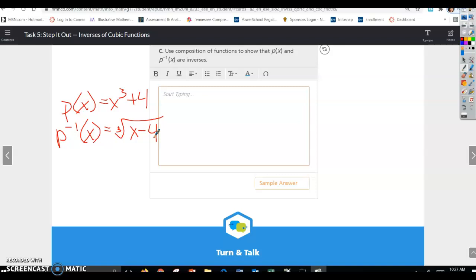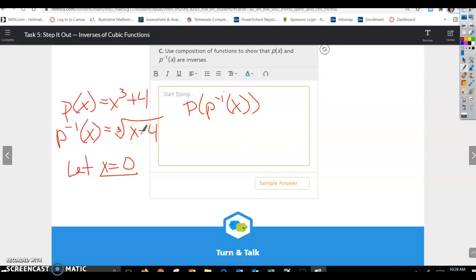All right, so to use a composition of functions, we can just pick a value of x. So let's just say let x equal 0. That's easy enough. If we plug this into one function, we take the output, plug it into the other function, and we get what we started with, then these two are inverses. So let's do p of p inverse. Actually, that shows that we'd go to p inverse first. So let's plug it in here first.